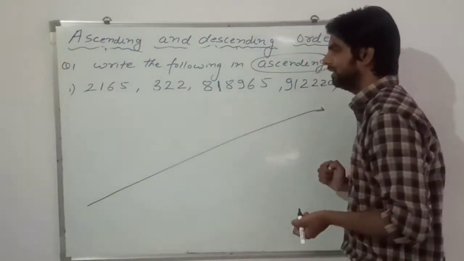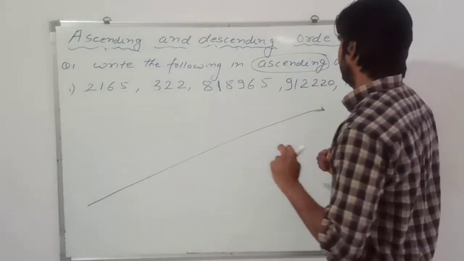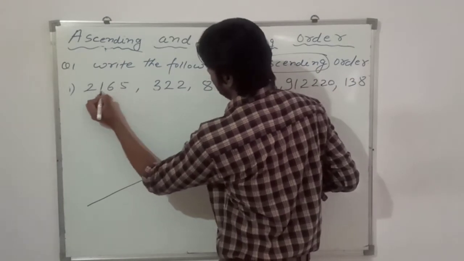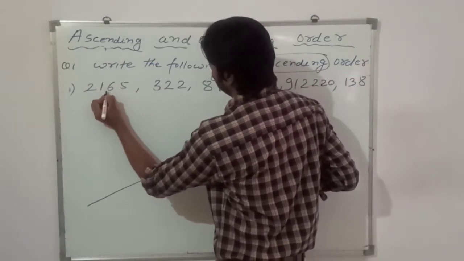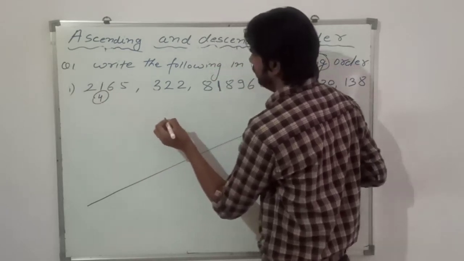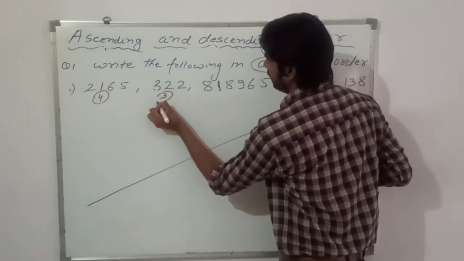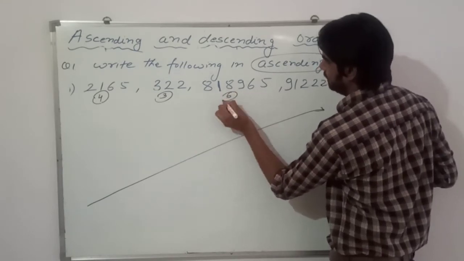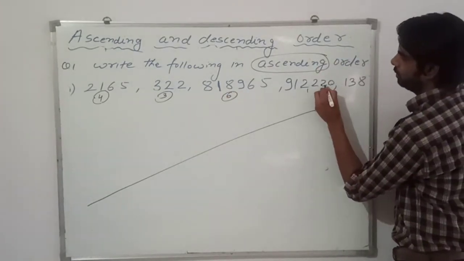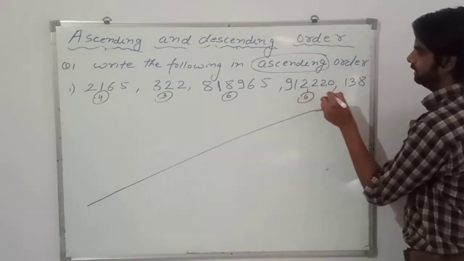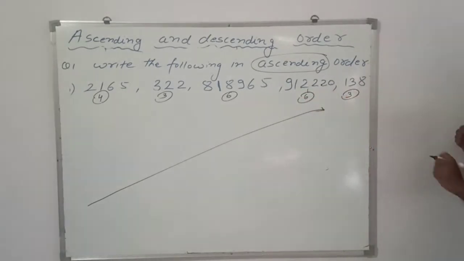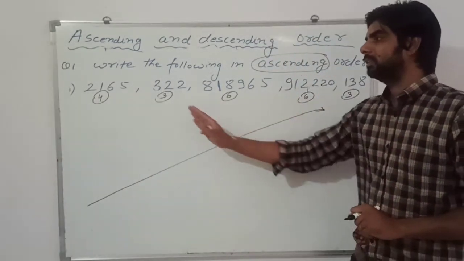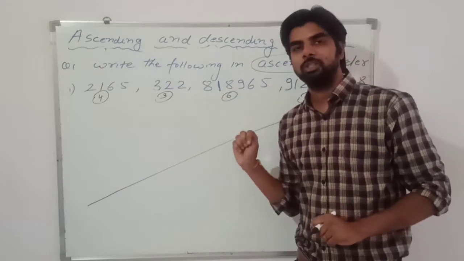So we learn two types of cases. First, write down their digits. How many digits do they have? 2165 has 4 digits. 322 has 3 digits. 818965 has 6 digits. 912220 has 6 digits. And 138 has 3 digits. And we already know the number having fewer digits is the smaller number.